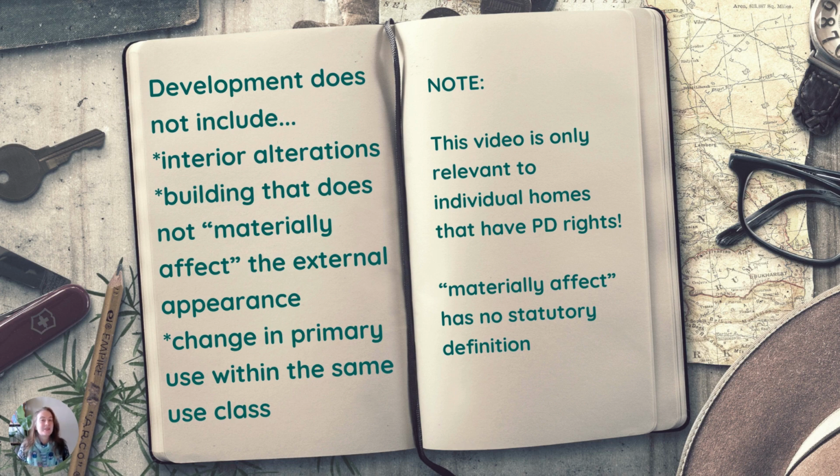So yeah, it's a very grey area. And then what this primary use within the same use class means, so every type of building is classified and has a use class, and residential buildings are one type of use class, and there are so many. I'm not going to go into use classes in this video, but there are lots of different types of use classes. For example, education, shops, commercial, and light industrial.